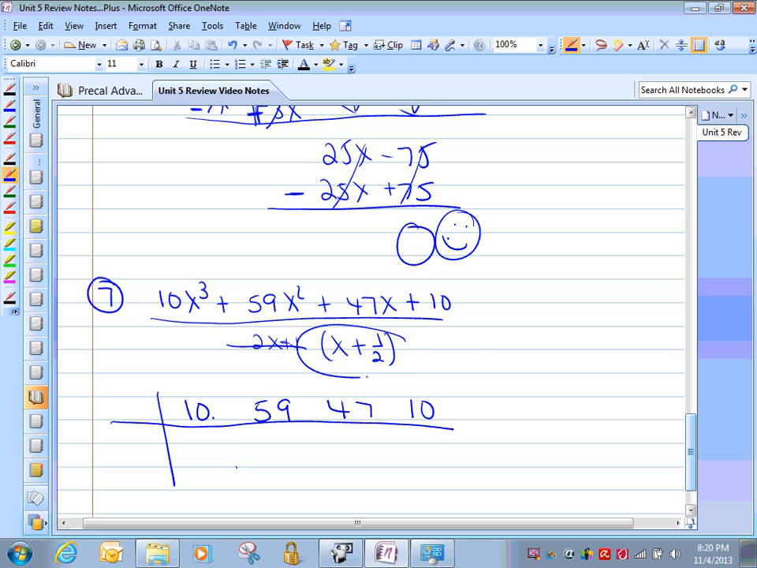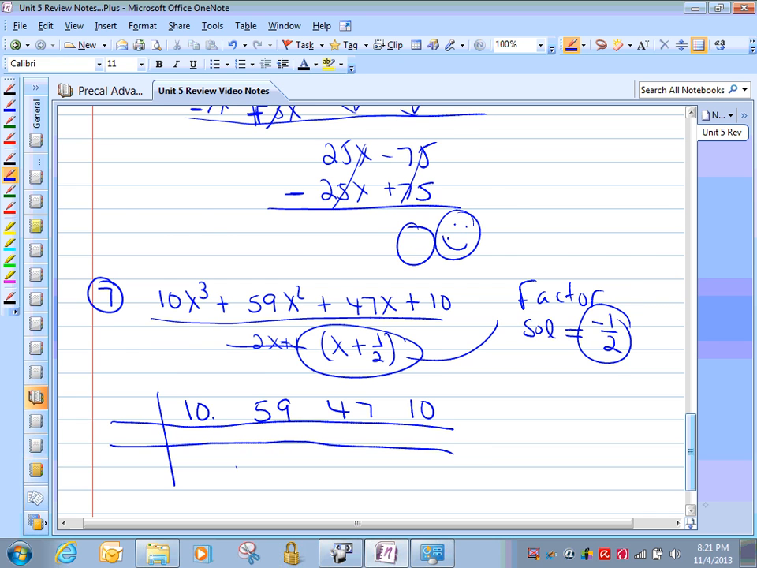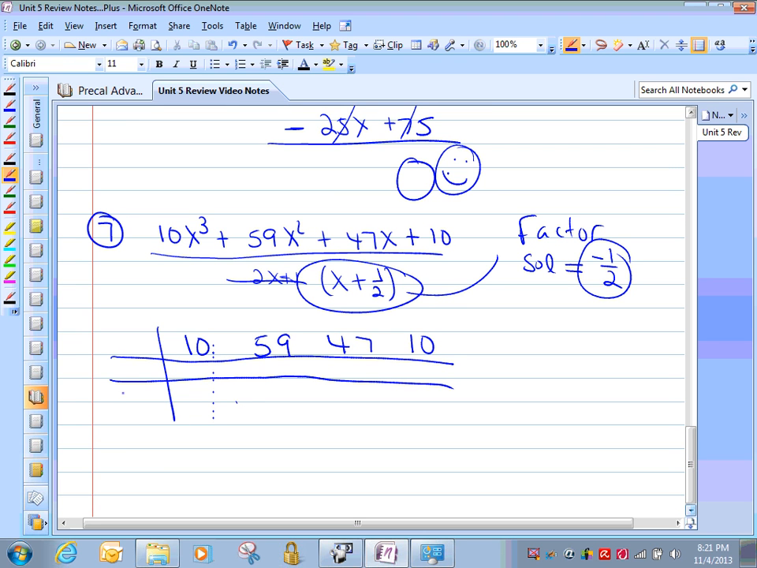All right, because this is the factor, then the solution would be -1/2, and we use the solution, or the 0, or the x value to synthetically divide by. So be really, really careful with that. So we're going to synthetically divide by -1/2.